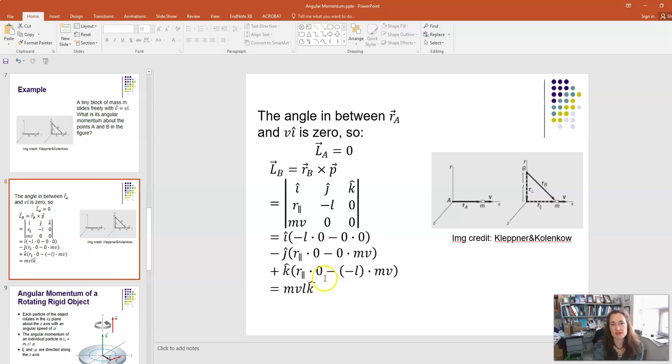So I think what this does is illustrate that the angular momentum of the same object with the same momentum, but with respect to different points, will give you different answers for your angular momentum because of the position vector change.